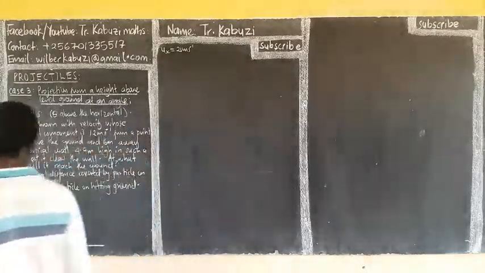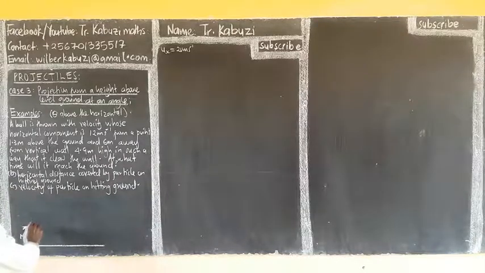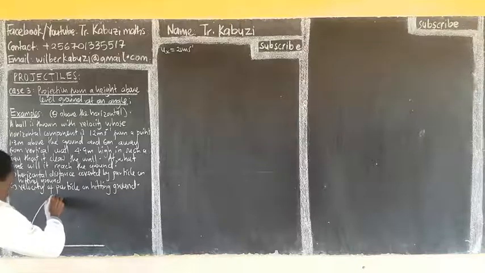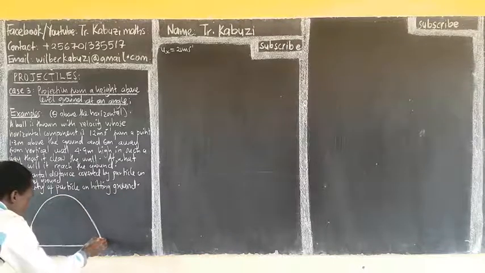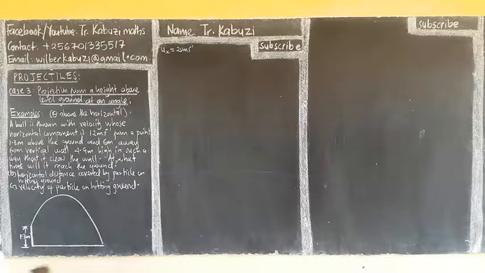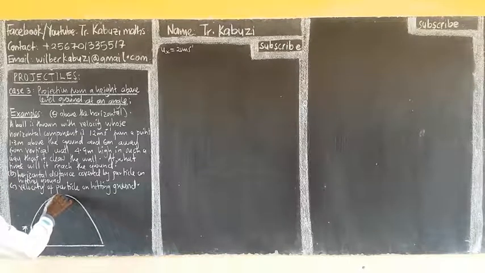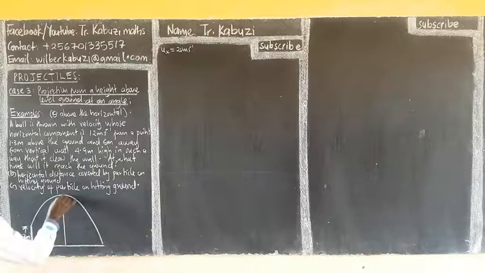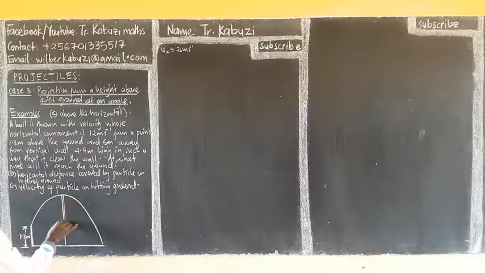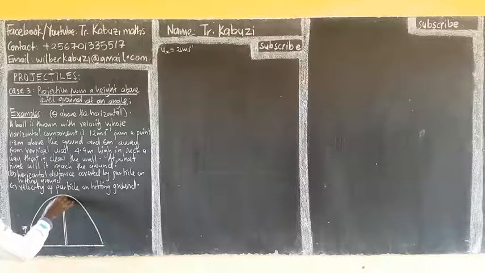So meaning the ball is going to be thrown like this. And then after it will fall to the ground. But now there is a certain wall here. This is my wall here.